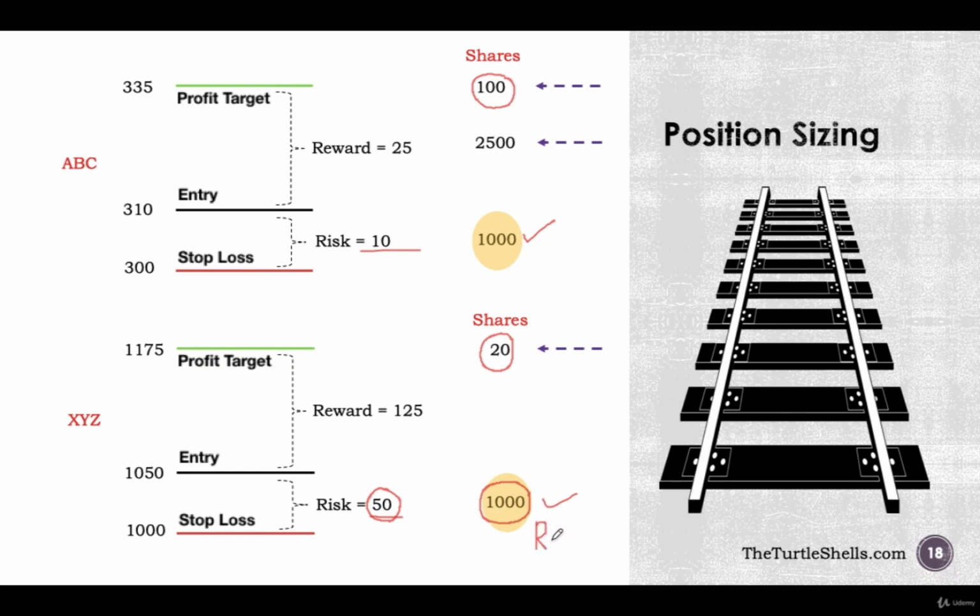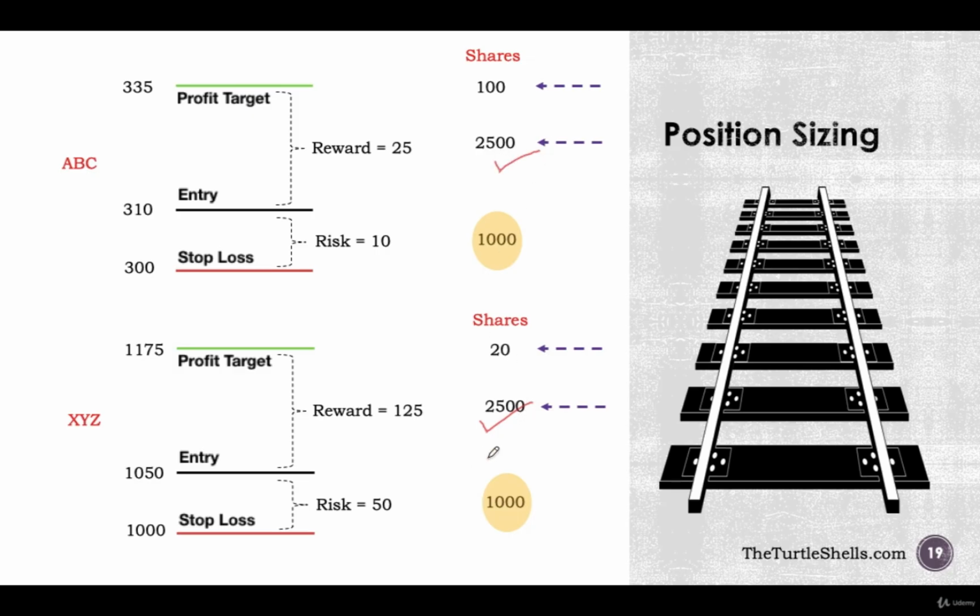And I have mentioned time and again that keep your risk constant across all trades and keep your reward to risk minimum 2:1 across all trades. So what happens is I don't care which stock it is, whether it is ABC or XYZ, I don't care. All I care is how much risk am I taking on that trade and how much is my reward to risk. In this case, the reward to risk is 2.5:1. So I am making the same amount of money here as I am making here.